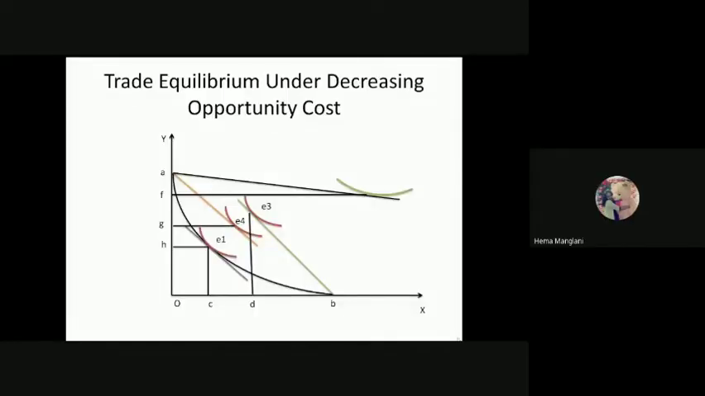So yesterday we discussed the trade equilibrium under increasing opportunity cost and constant opportunity cost.